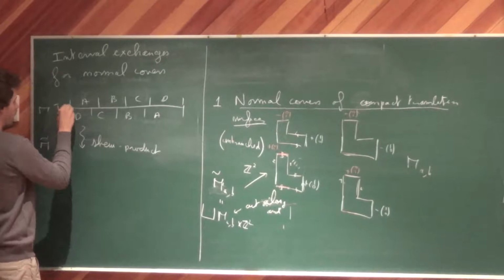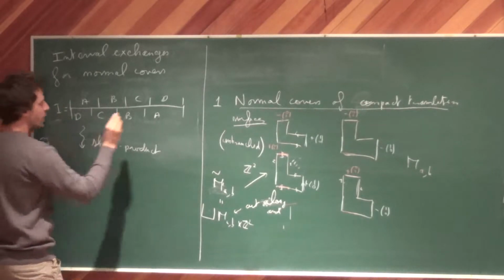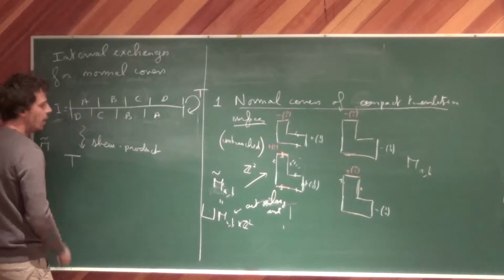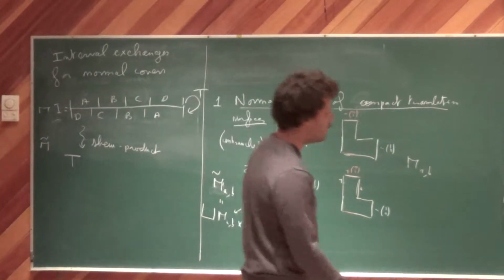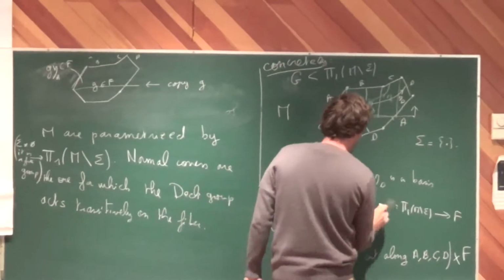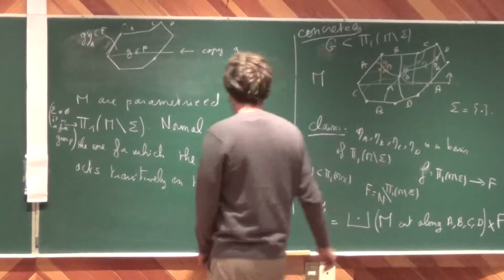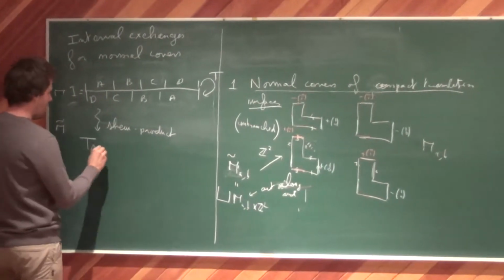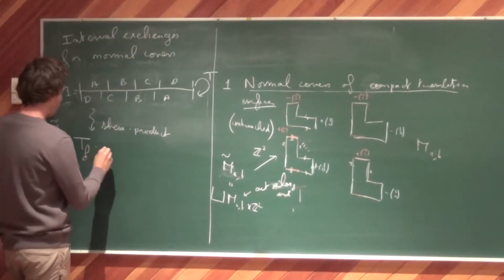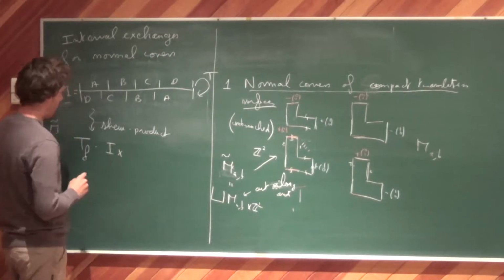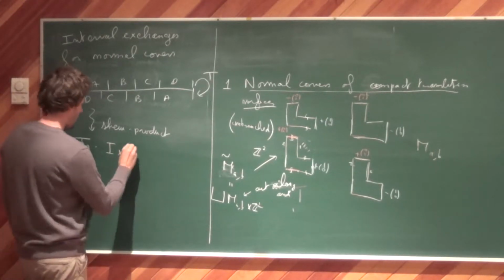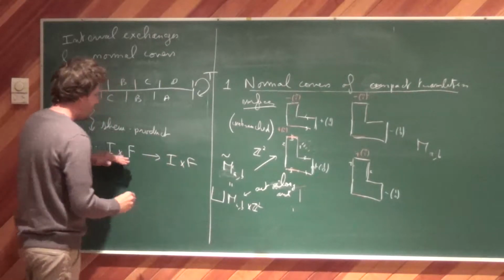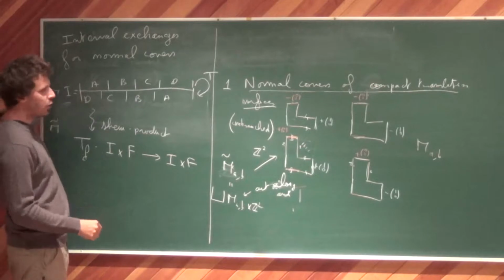So let's call the interval I and the map T. I want to call it T_F, which is a map which goes from I times big F, which is my fiber, to I times big F. And so this is infinite. You have one interval in each copy.